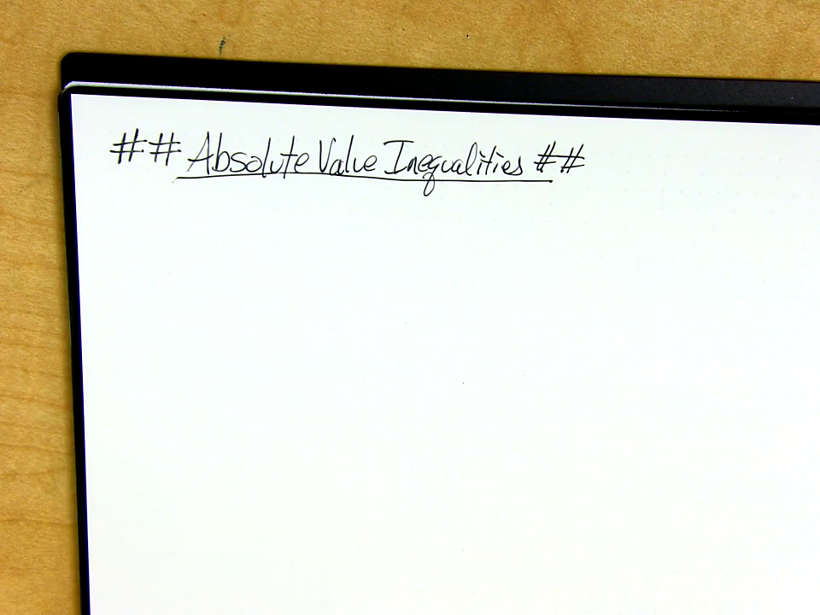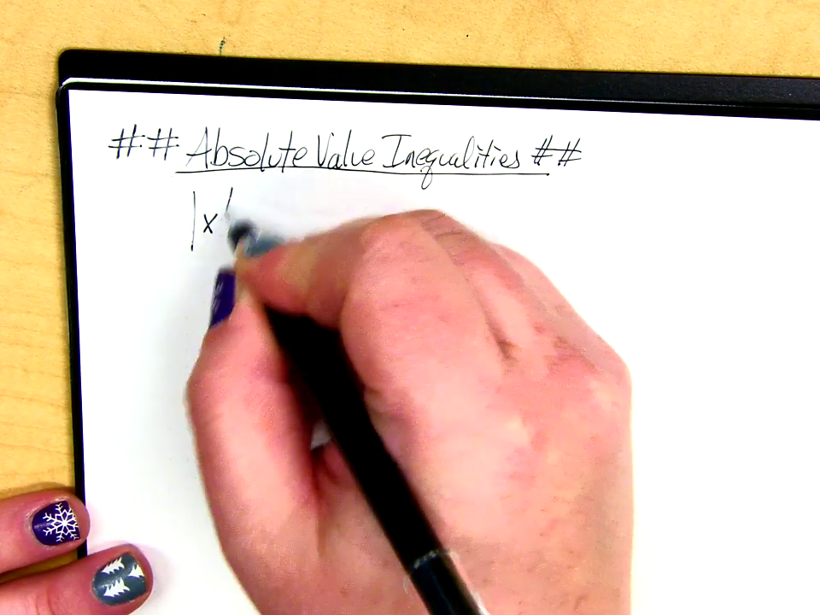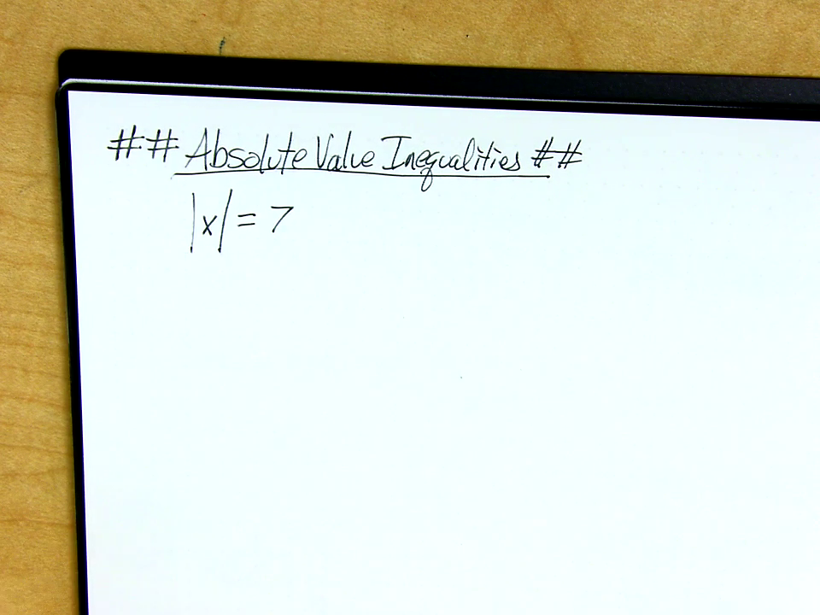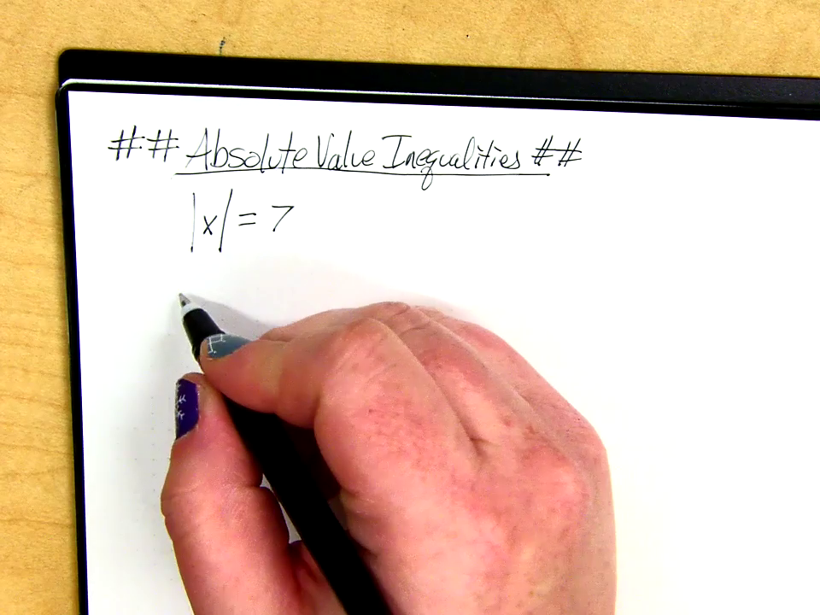Okay, so absolute value inequalities. Some of the rules are the same for inequalities as equations, and some of them are different. If you recall, when we were doing equations, we would have the absolute value of something equal to 7, let's say. And then what could x have been to make this true? Positive or negative 7 would have been true here, right? You got two different answers, right? Because the absolute value of positive 7 is 7 and the absolute value of negative 7 is 7. So I got two answers here.